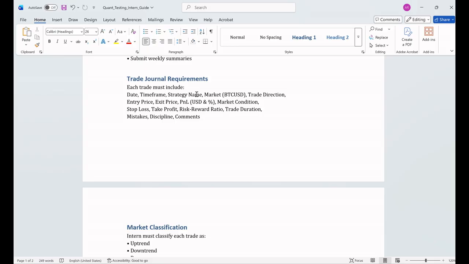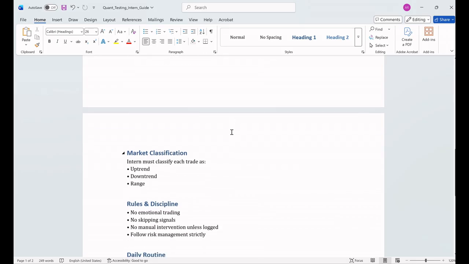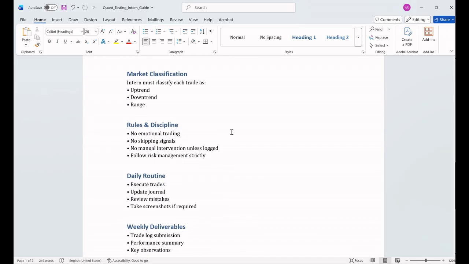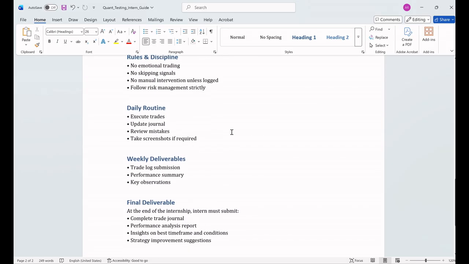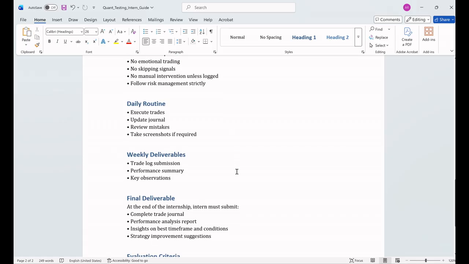Now let us move to the practical part, which is using TradingView for your strategy testing. Before you start trading, it is important that you understand the platform clearly, because even small mistakes in execution can affect your testing results. So take a moment to focus on this section carefully.